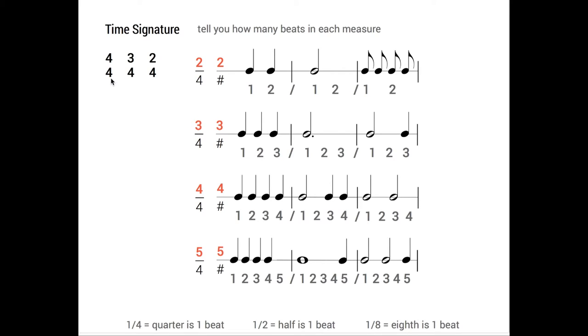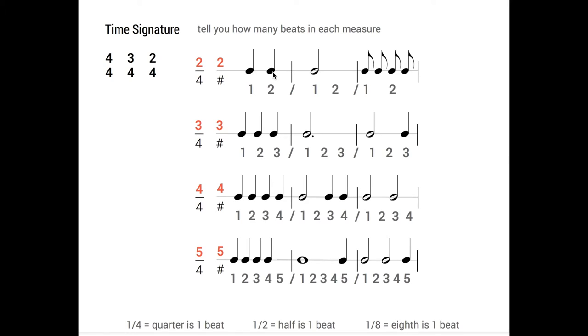As you see here, the bottom numbers are the same. The difference is the top numbers. The top number represents how many beats are in a measure. For example, the number 2 means there are 2 beats in a measure.